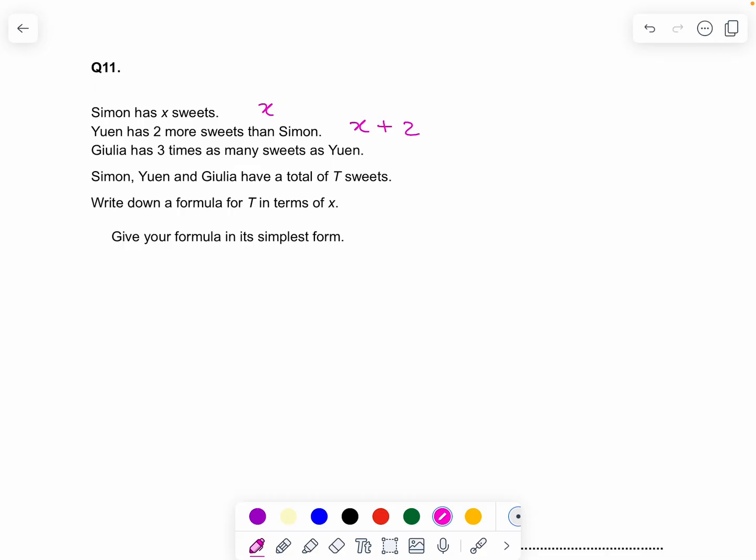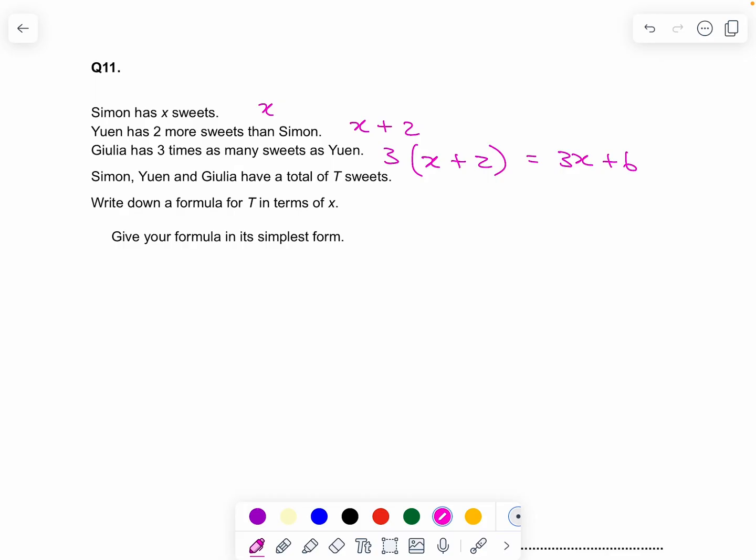Now, Julia, if that's how you pronounce it, has 3 times as many as Ewan. So she has 3 times (x plus 2). And actually, I'm going to multiply out those brackets and get 3x plus 6. But you got 1 mark for just writing one of those, not the x, obviously. If you wrote x plus 2 or 3x plus 6, you would get 1 mark.